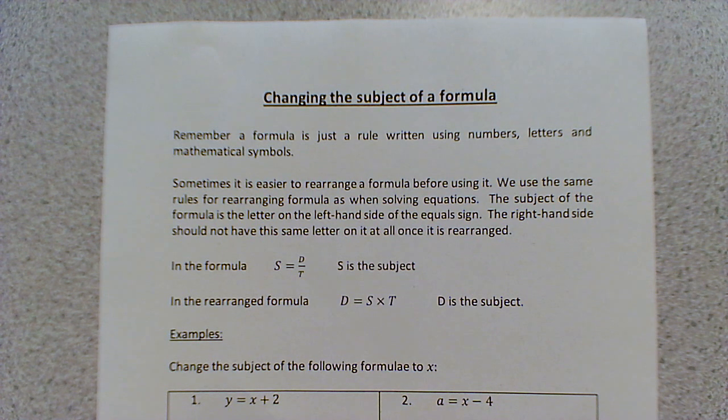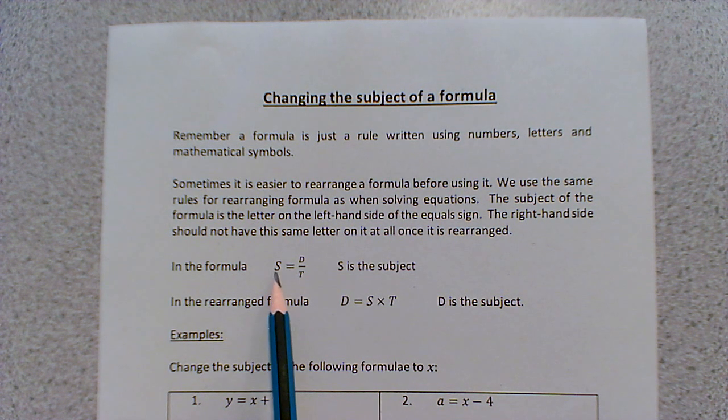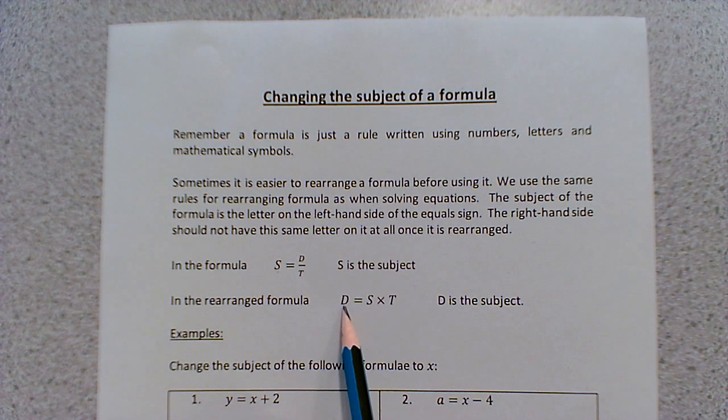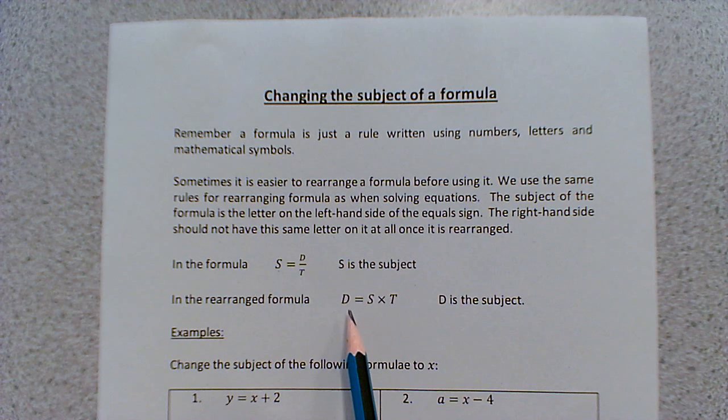Sometimes it's easier to rearrange a formula before we use it. We use the same rules for rearranging formula as we do solving equations. The subject of the formula is the letter on the left-hand side of the equal sign, or essentially the letter that it's equal to. The right-hand side should not have the same letter on it once it's been rearranged. So for example, in this formula here, S is the subject. If we rearrange that, D is now the subject.